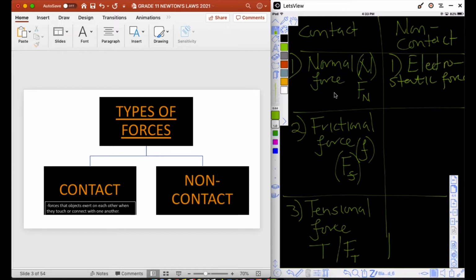So if we have two objects that are charged, then they exert electrostatic forces between themselves. The second one is the gravitational force. Excuse my handwriting. This force is between two objects that have mass. The third force is the magnetic force. These are forces obviously between two poles of a magnet.